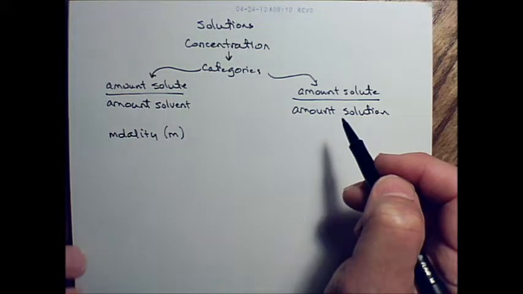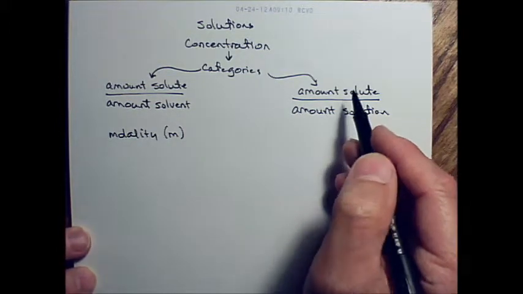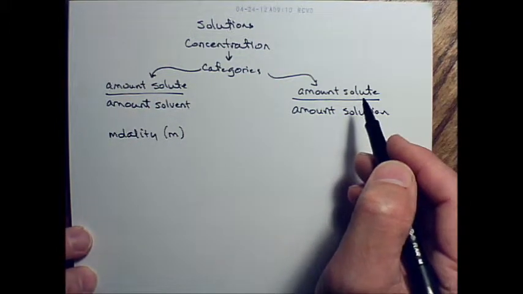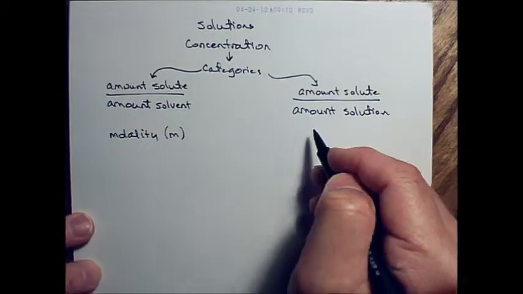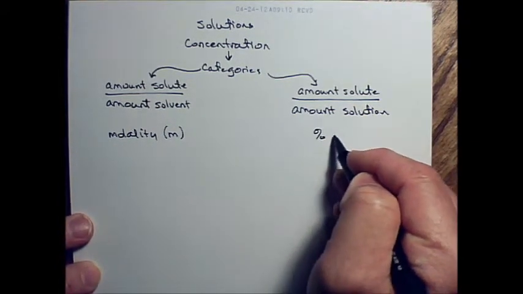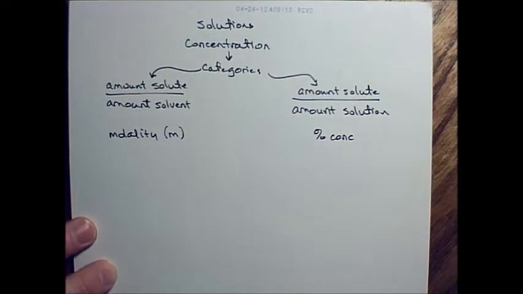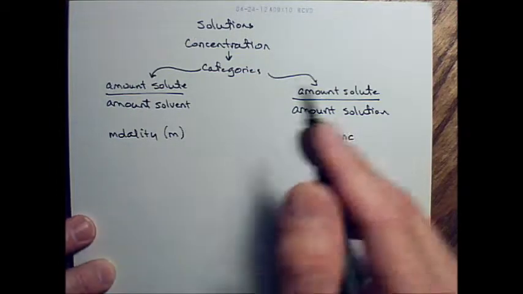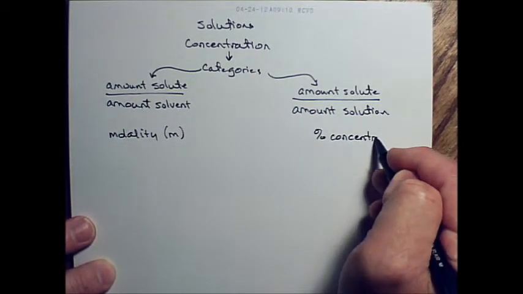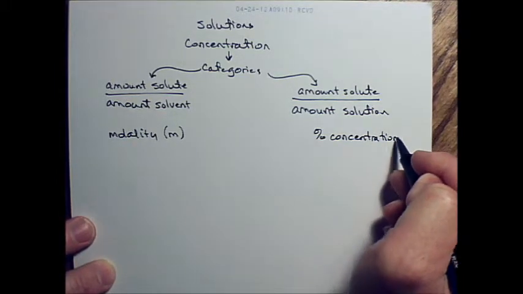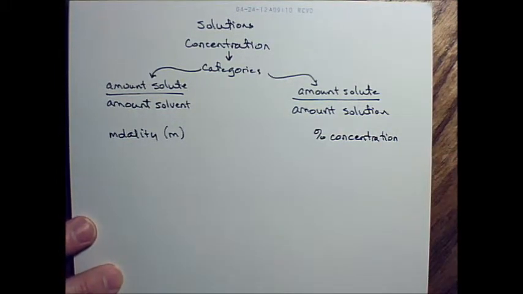One of the concentration units that falls under this category, you did a little bit of math on in class yesterday, and it's called percent concentration. We'll be doing some math with percent concentration in this section a little bit later. Now, CONC is kind of a shorthand for the word concentration. If you ever see me write CONC, that means concentration.